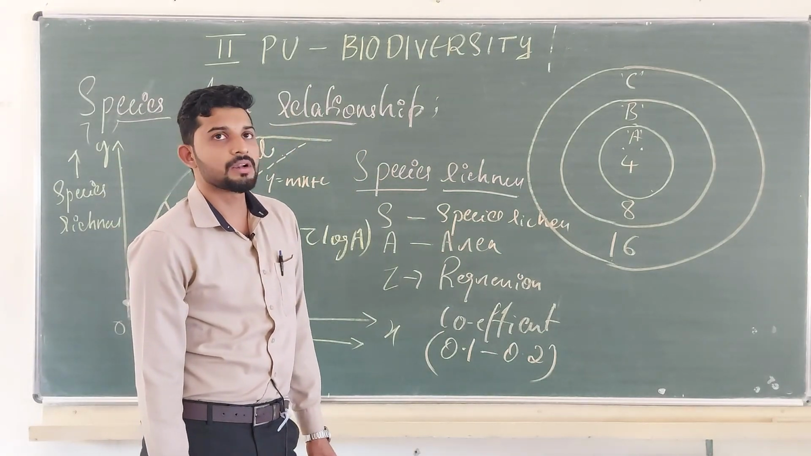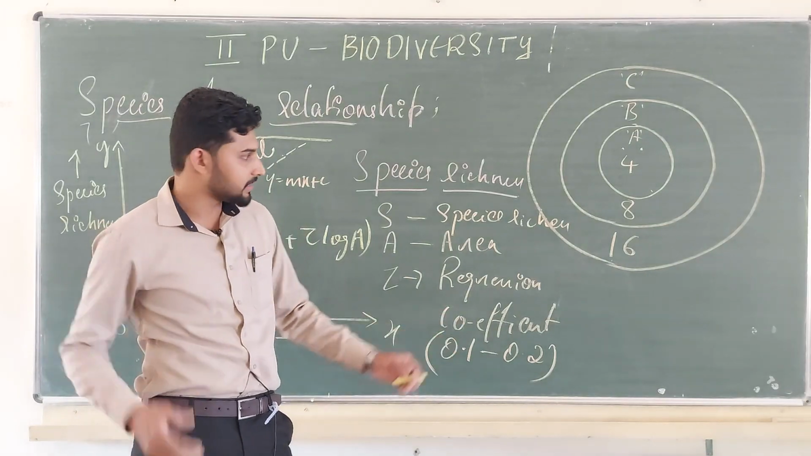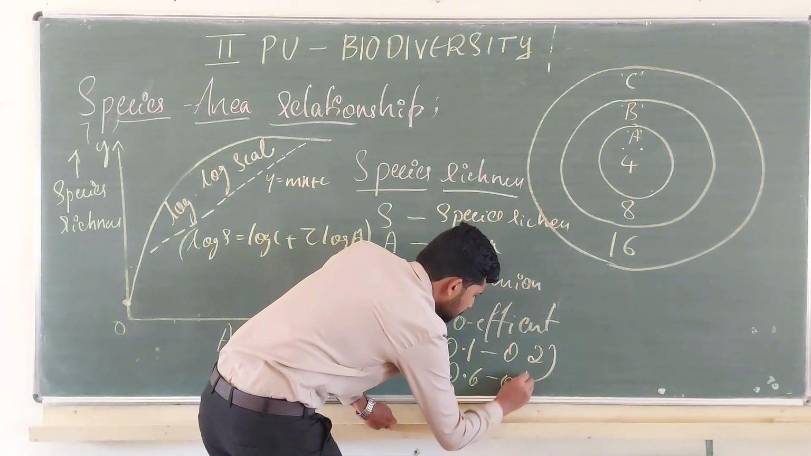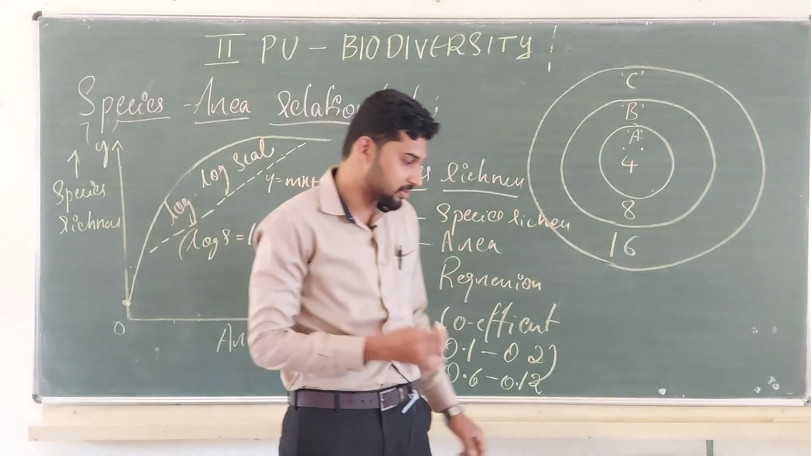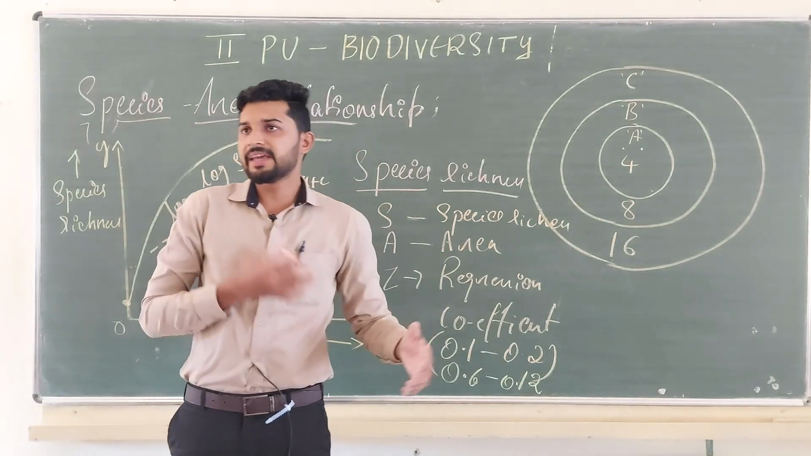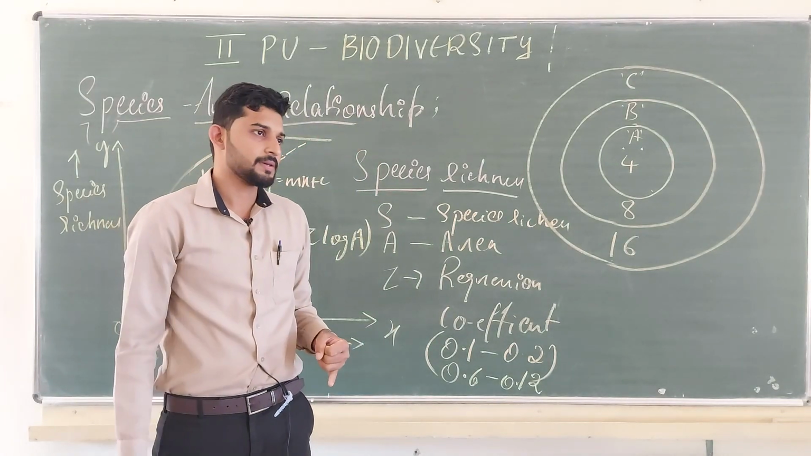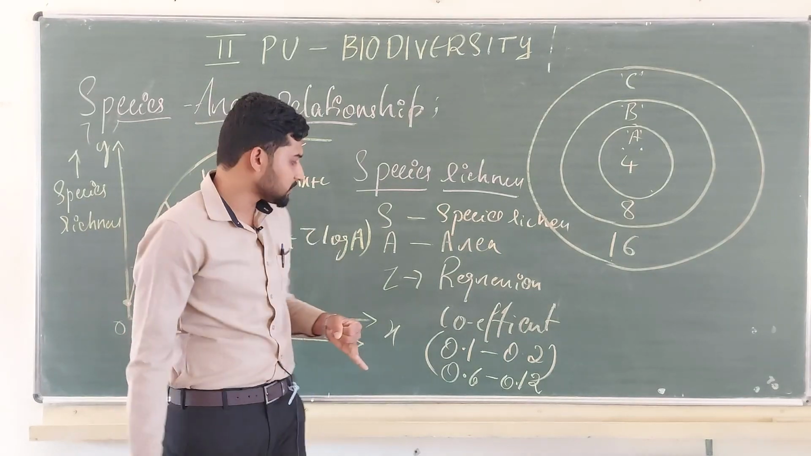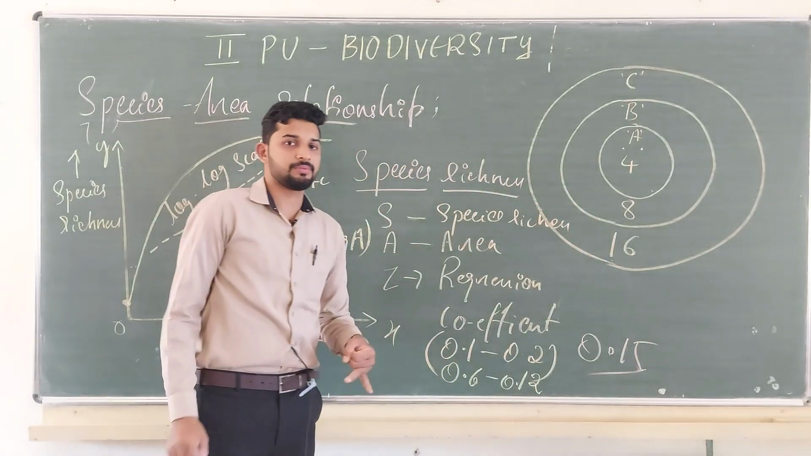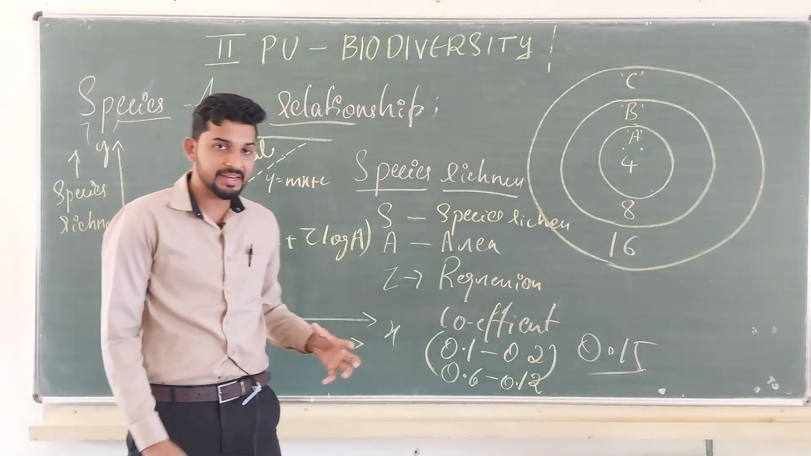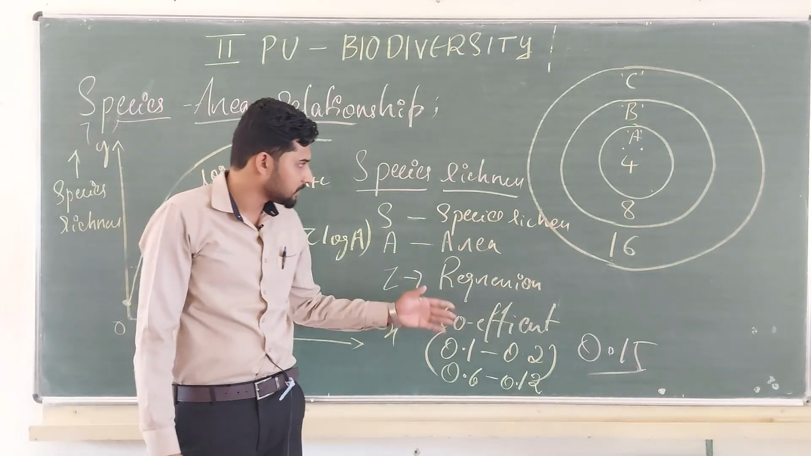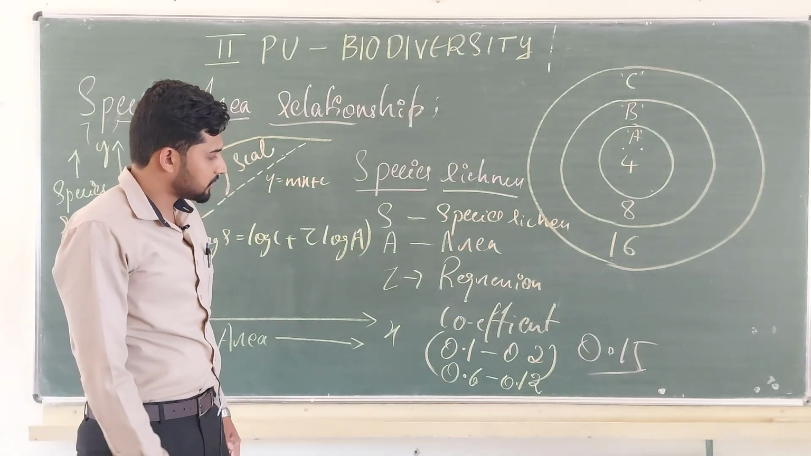If you refer to your continent or country, the number may change from 0.6 to 0.12. That much difference you have. If you take fruit-eating birds or mammals, then the count is nearly 0.15. The number may vary if you take a huge ground. This is the Z value.